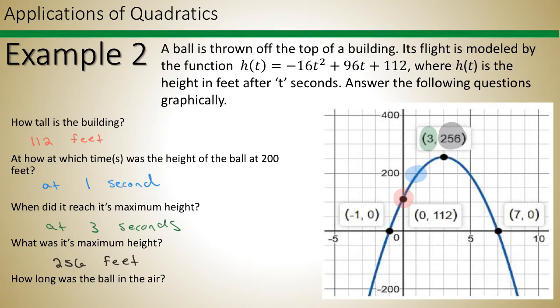And then how long was the ball in the air? So we can see over here that the ball hits the ground after 7 seconds. That is our x-intercept right here. So 7 seconds, the ball was in the air. And that's basically it. We're just reading the graph and we're describing what we're being asked to describe there.